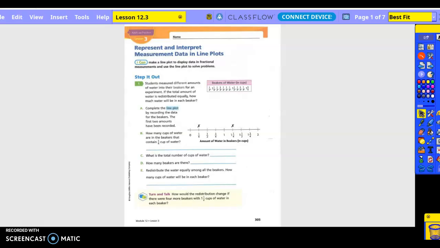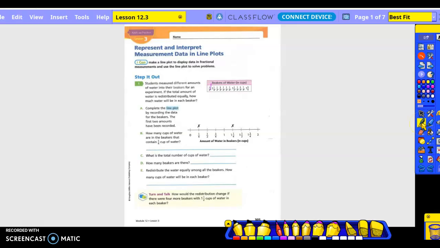If the total amount of water is redistributed equally, how much water will be in each beaker? Complete the line plot by recording the data for the beakers. The first 2 amounts have been recorded. Okay, so they already did the 1/4. So they already did this one, so I'm going to mark it off, and then they already did the 1 1/4. I put a very simple line through it so that I can still see it and then know what I still have left. So then they have 1/2.